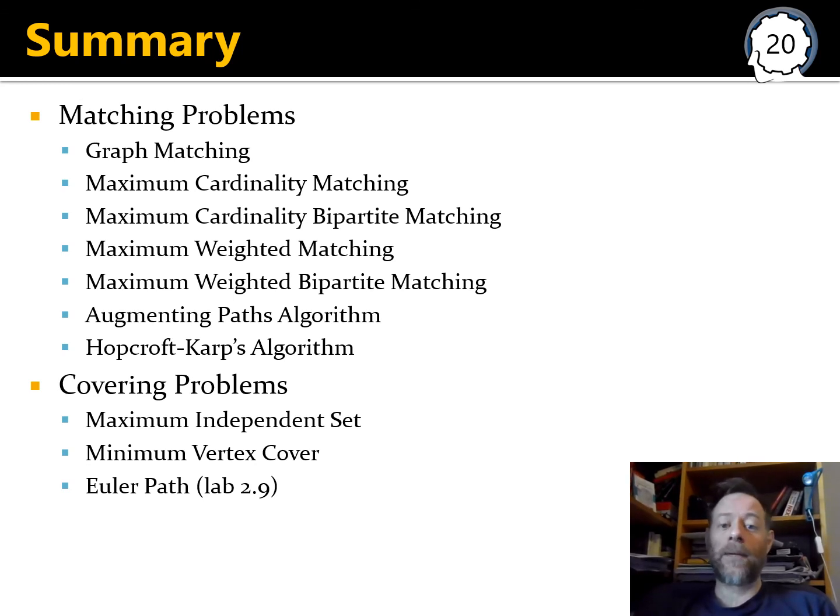And finally, we talked about the Euler path, which is finding a path through a graph that visits every edge exactly once, and this is part of Lab 2.9.